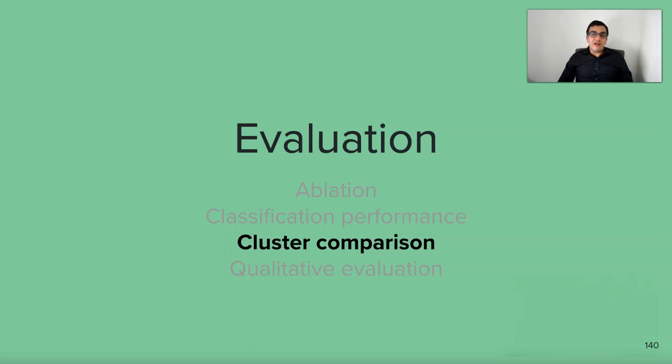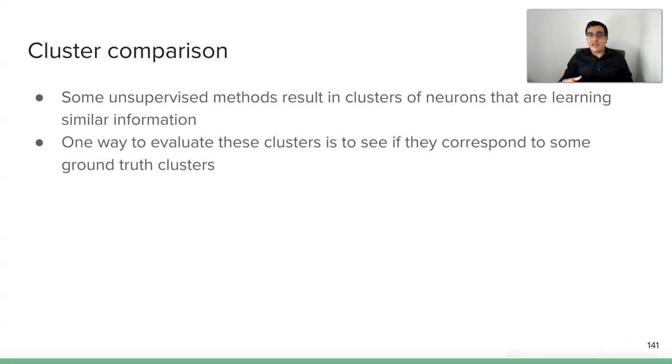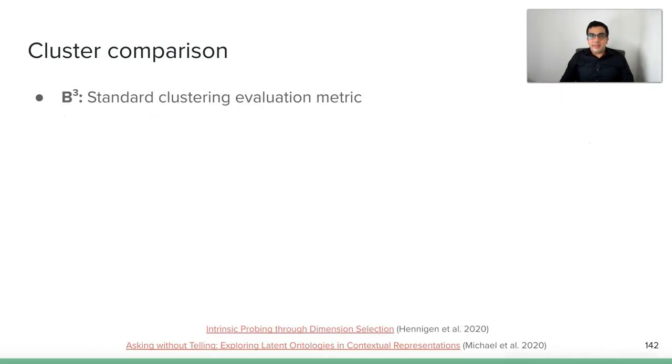The next evaluation technique we will look at is cluster comparison. This is specifically used in the case of some unsupervised methods where we only get clusters of neurons rather than an explicit ranking. The usual assumption is that neurons within a cluster represent similar knowledge. And so we can use ground truth clusters if they are available and compare them to the clusters generated by some method.